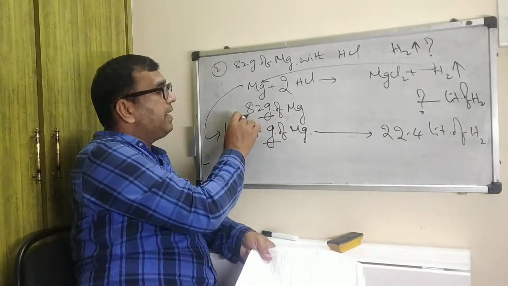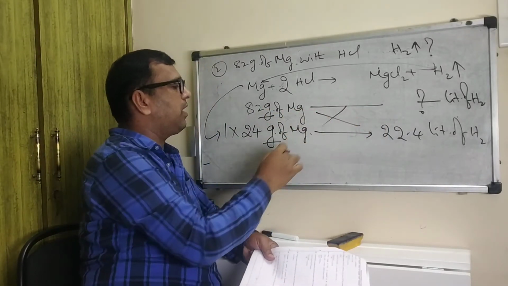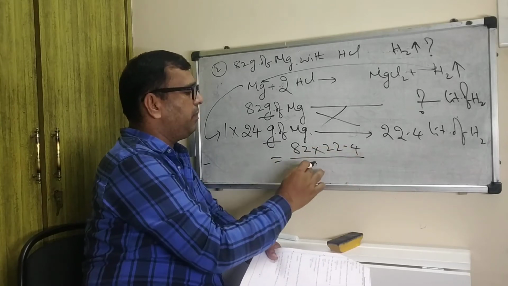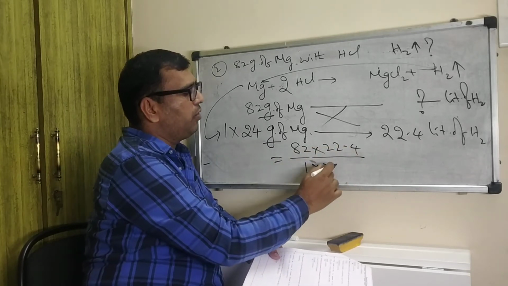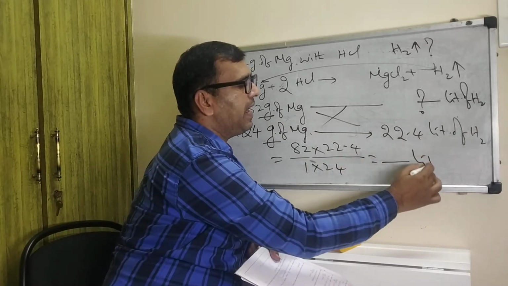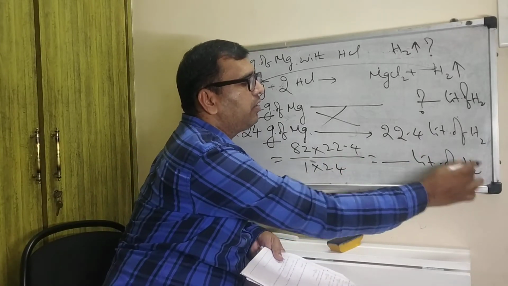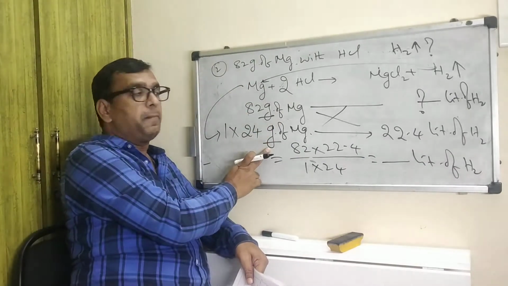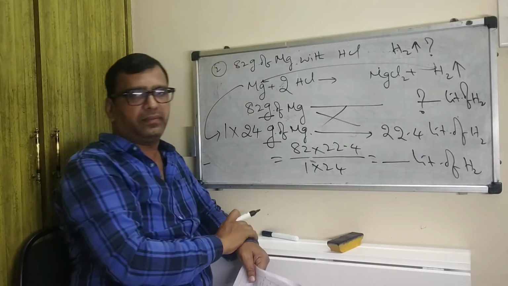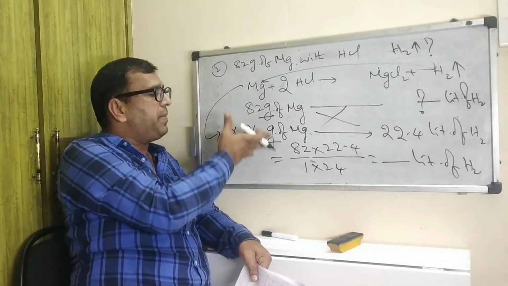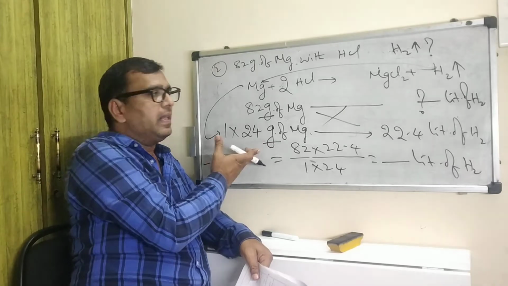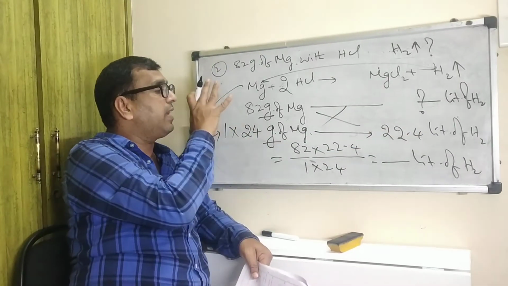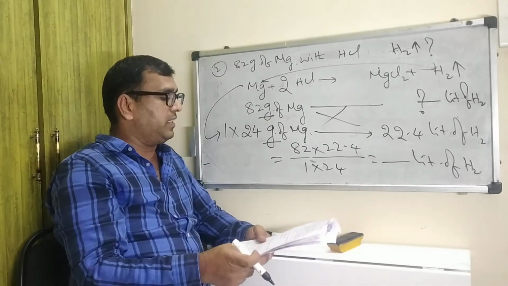Then here 82 grams gives how much? Crisscross. Then 82 into 22.4 divided by 1 into 24. Then you will get a certain number of liters of hydrogen gas. This is the relation between grams matching. Then here liter matching. By given information in weight, mass, then here you are going to calculate in liters. Then volume. This is what a weight volume relationship.